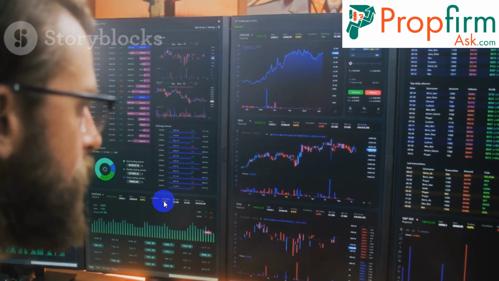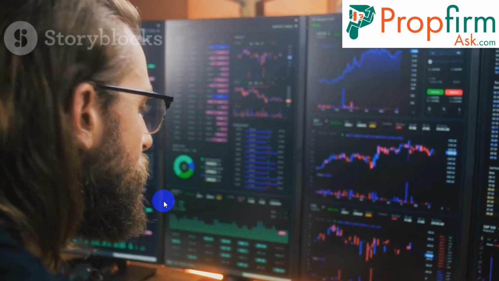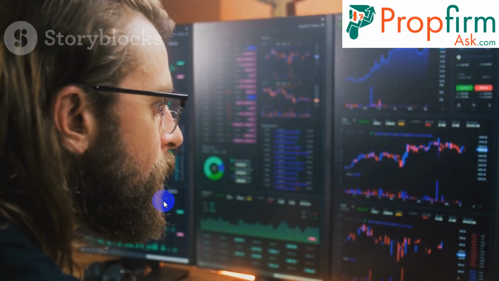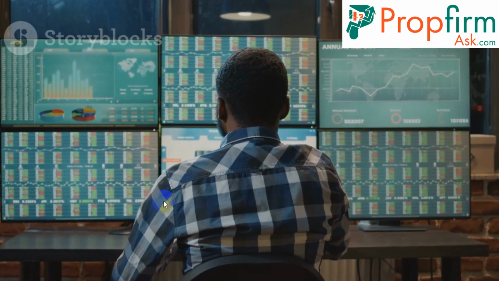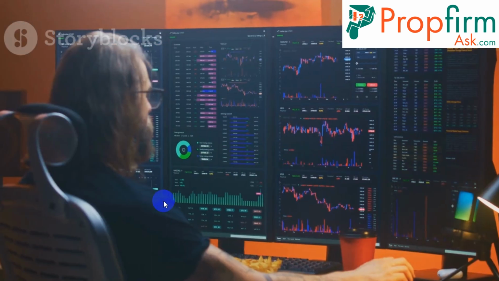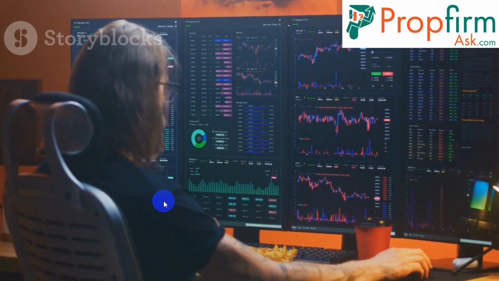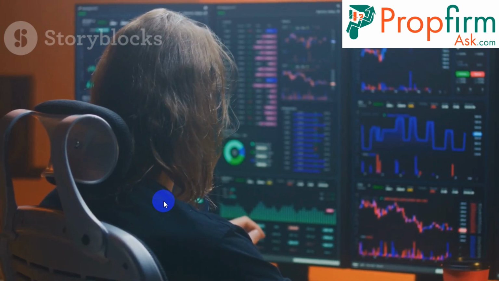In the upcoming sections, we'll provide practical examples of how to apply this multi-indicator strategy in real-world scenarios. Stay tuned as we continue to refine your trading skills and strategies. Let's dive deeper into the world of comprehensive trading. Welcome to the next chapter.